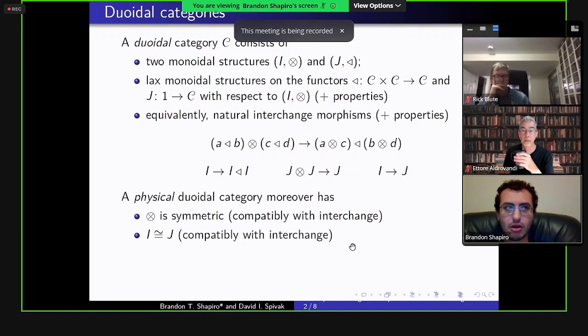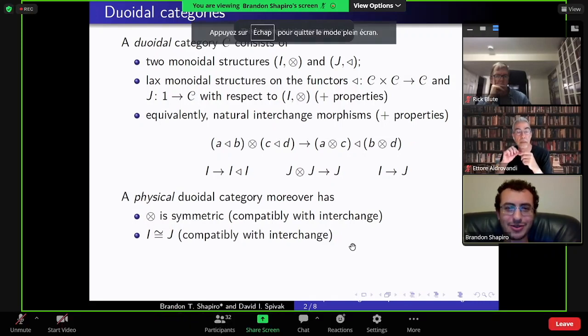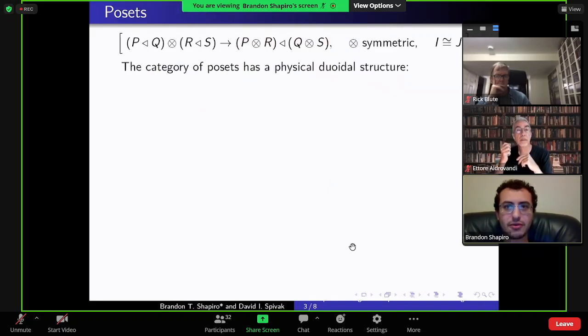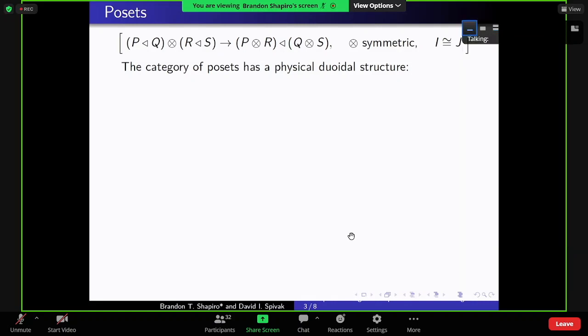And our original motivation for physical duoidal categories came from the theory of polynomial functors, which I'm not going to talk about today, but features heavily in the paper that I reference at the end. Instead, I'm going to talk about my favorite intuitive example, which we'll ultimately find is very fundamental to this structure, namely that of posets.